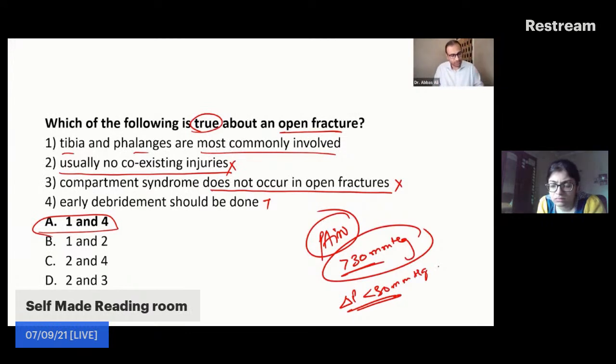Darshan, all the questions I have, don't worry about it. Just listen to me. Pay attention. So differential pressure less than 30, absolute pressure more than 30 means compartment syndrome. Is that clear? Differential pressure means the difference between the diastolic blood pressure of the patient and the compartment pressure. The difference between these two values, if it is less than 30, means compartment syndrome. Absolute pressure more than 30, compartment syndrome.